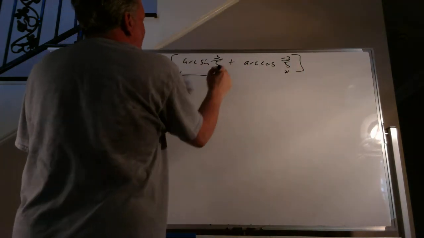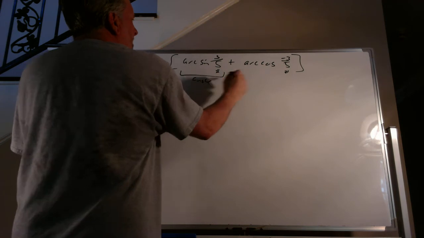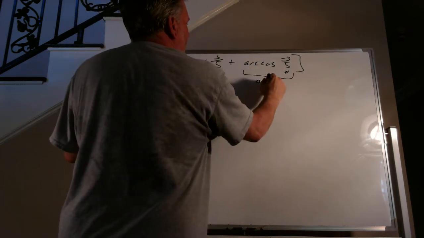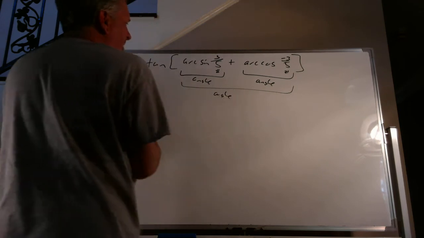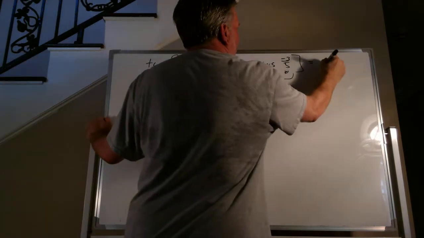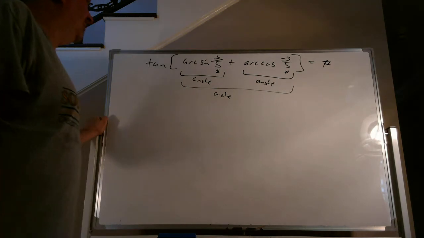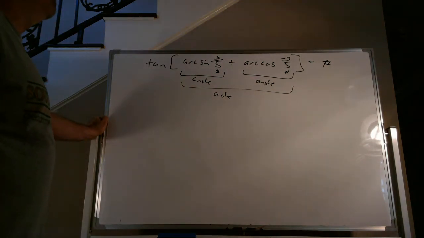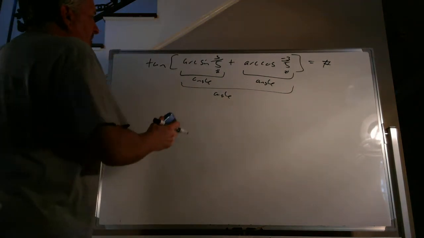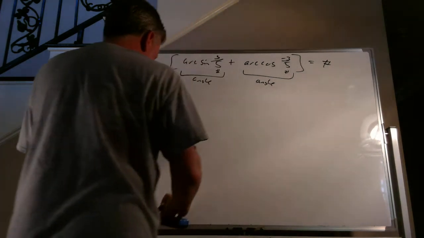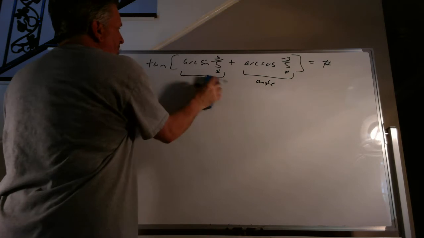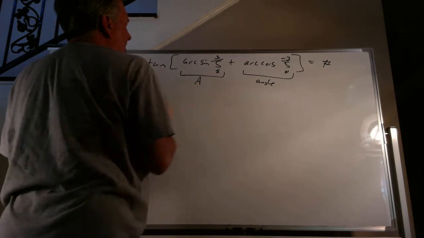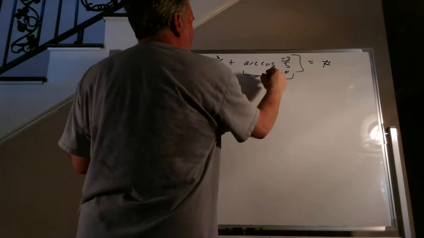When you take arc sine of a number, you get an angle. Arc cosine of a number, you get an angle. An angle plus an angle is another angle, and then tan of an angle is a number. So our final answer here is going to be a number. Okay. Now, just to save myself some writing, let me call the first angle here A, and I'm going to call the second angle here B.